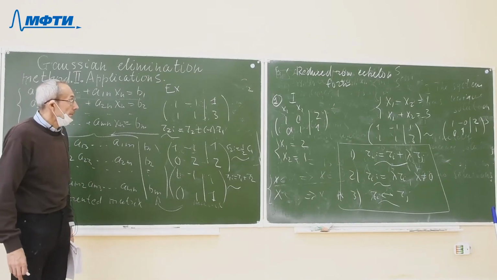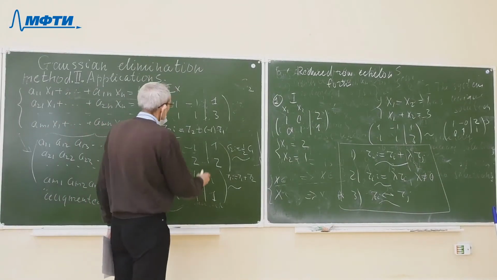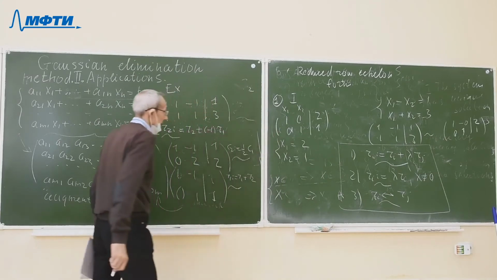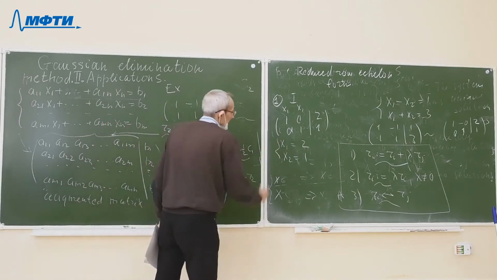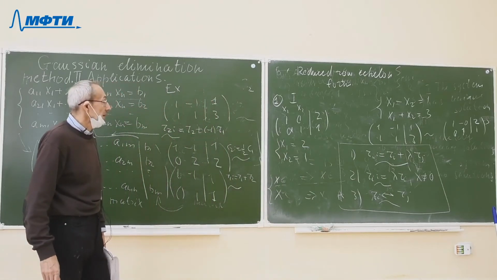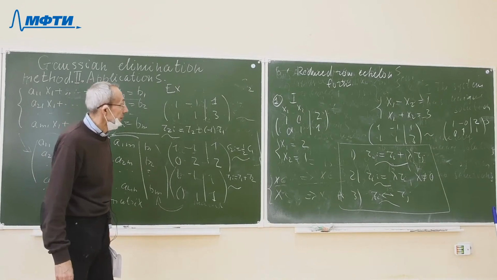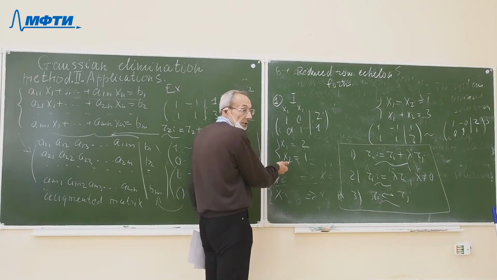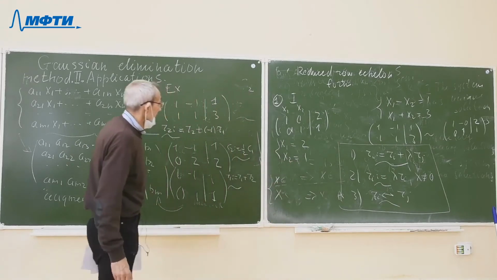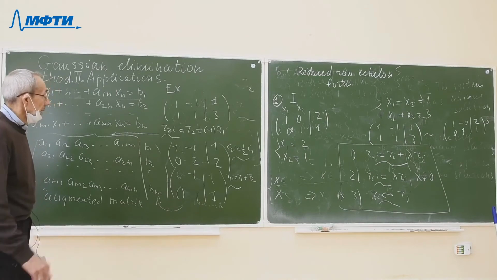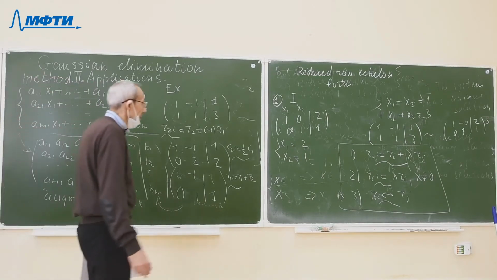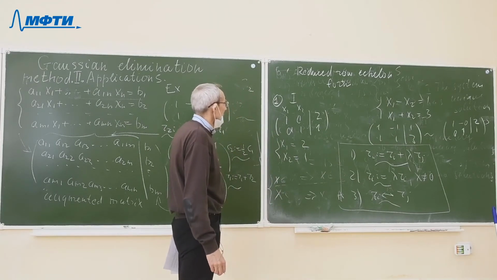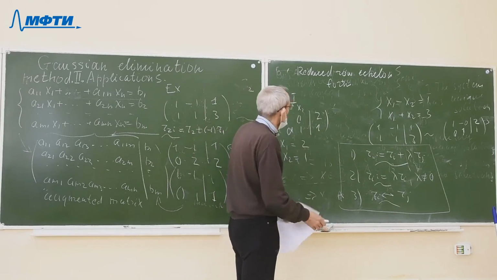We obtain two equivalent augmented matrices. This augmented matrix and this are equivalent. And this augmented matrix presents the most simple form of our linear system. This most simple form is the solution. And this most simple form of matrix is called reduced row echelon form.